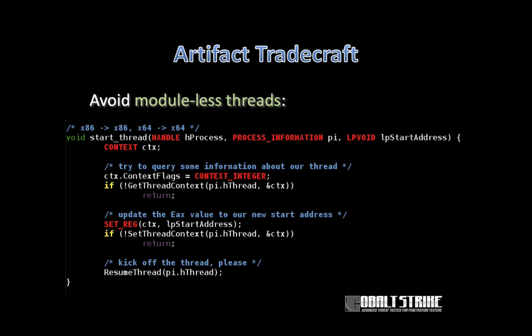Similar story when doing process injection. One way to avoid modulus threads when doing process injection is to create a thread that is suspended and has a desirable start address, get its context, update that context to have it call your desired start address of your payload next, and set that thread to this new context, and then resume it. And when you do that, the thread will have the desired start address, but will call your payload instead.